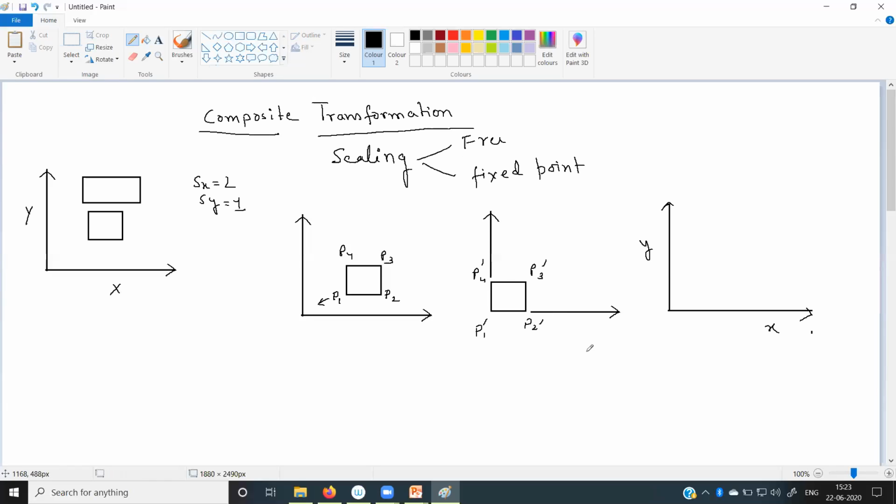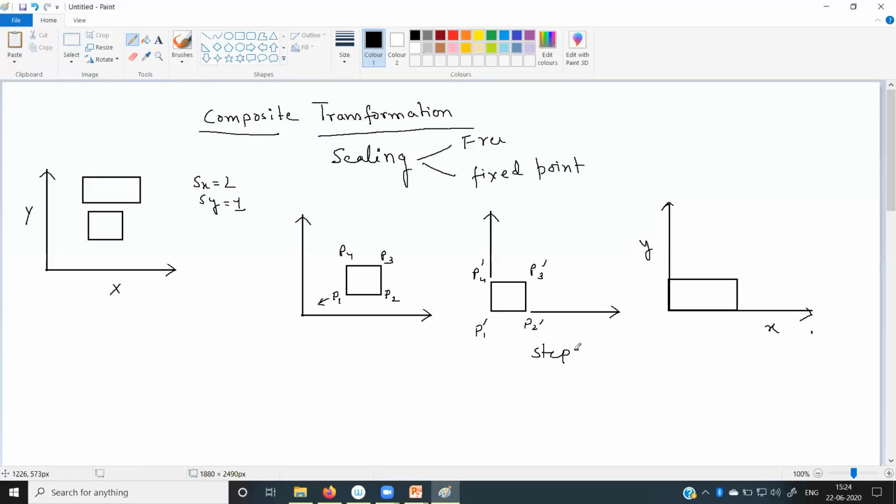So the same object will be scaled, and it will be something like that. After scaling, the shape of the object will be like that. How you perform the scaling operation was discussed in the last class. After scaling, you can see that the new shape of the object will be this one. So we should say this is step 1.